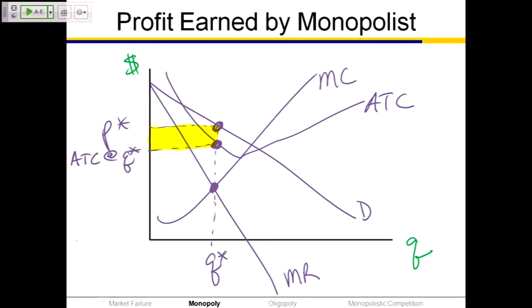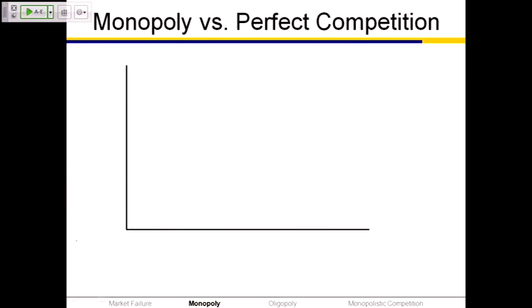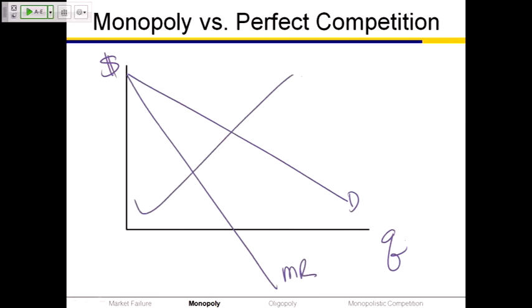If we compare what happens in a monopolized industry with what happens in perfect competition, we get this picture. Dollars on the vertical, quantity on the horizontal, downward sloping demand curve, downward sloping marginal revenue curve that splits the difference, upward sloping marginal cost curve. And the monopolist is going to produce a quantity where MC equals MR. So we'll call that Q sub M. That's the quantity produced by the monopolist. And it's going to charge a price that we read off the demand curve. So we go up from QM until we hit the demand curve, dash it over. PM is the price charged by the monopolist.